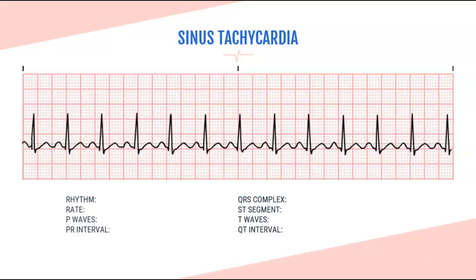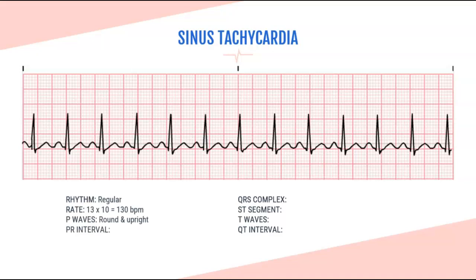Sinus tachycardia looks like normal sinus rhythm, except the heart rate is greater than 100 beats per minute. So we can interpret this strip using the 8-step process. The rhythm is regular because our R to R interval is spaced out equally throughout the strip. There are 13 R waves in this 6-second strip, so we can multiply that by 10, and that gives us 130 beats per minute.